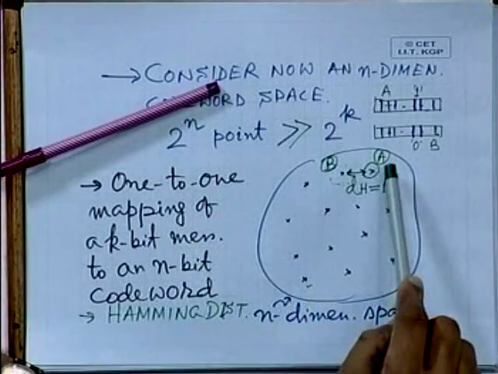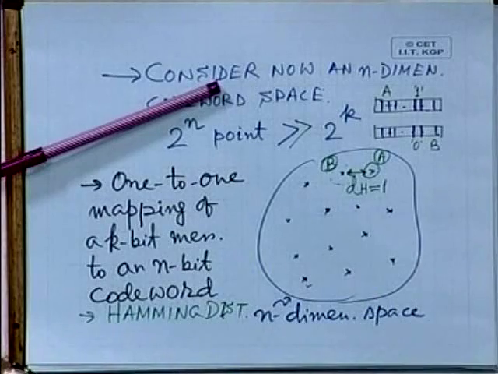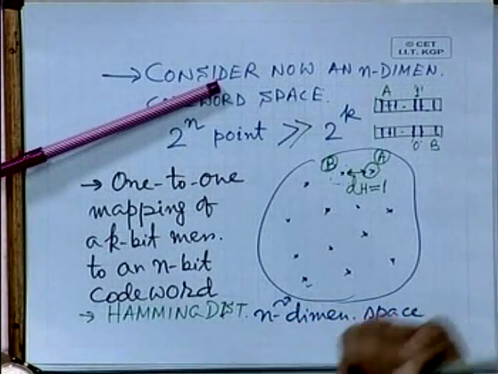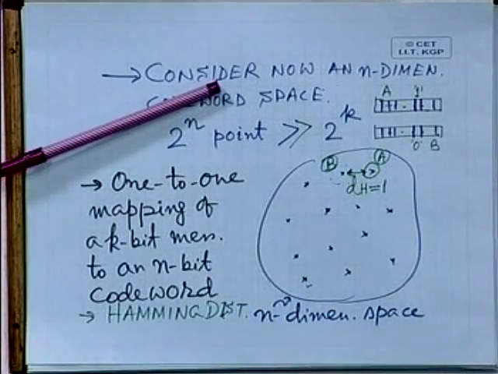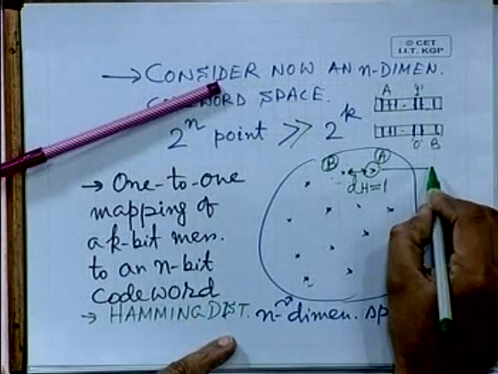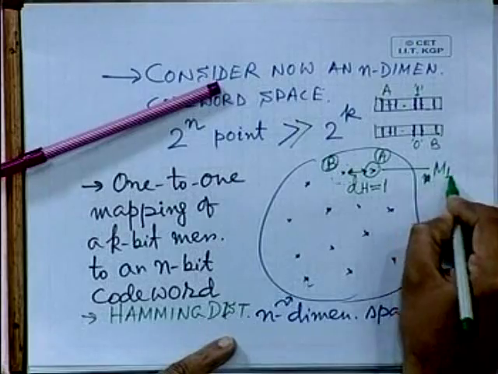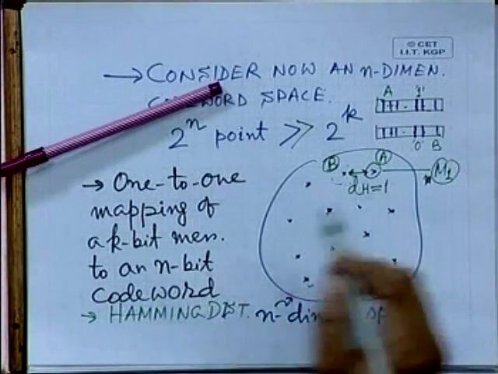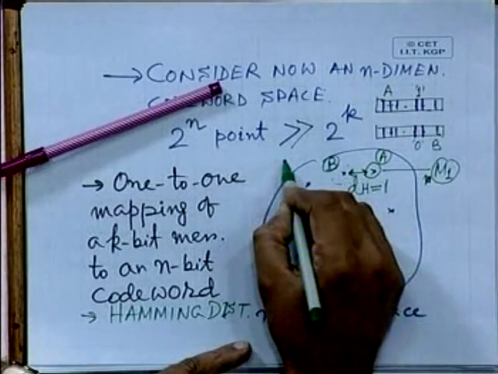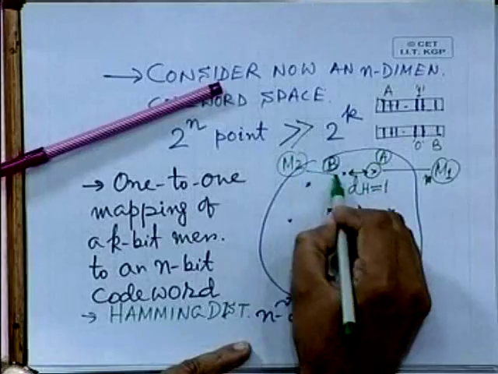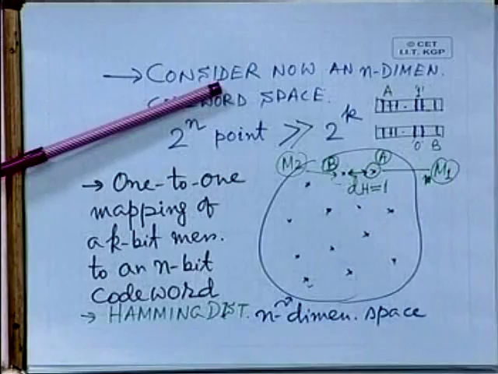One message pattern is assigned the point A, the other message pattern is assigned the point B, because then, as he has already pointed out, if there is one error during transmission, then, for example, if I consider that to this point A we have mapped a message pattern capital M1, which is one message pattern of k bits. After encoding we mapped it to point A, and another message pattern M2, after encoding we mapped it to point B, such that these 2 points had a Hamming distance of 1.